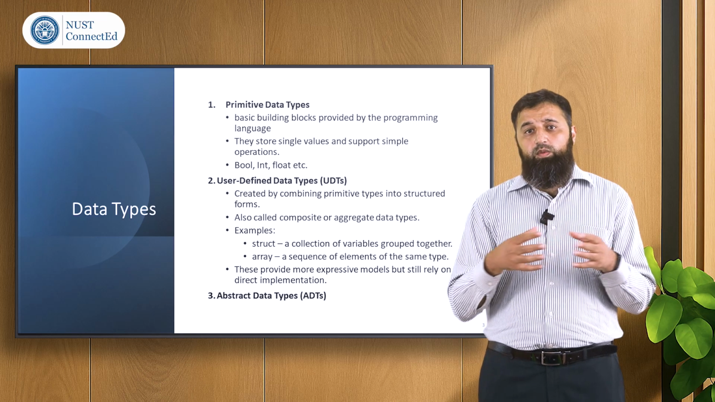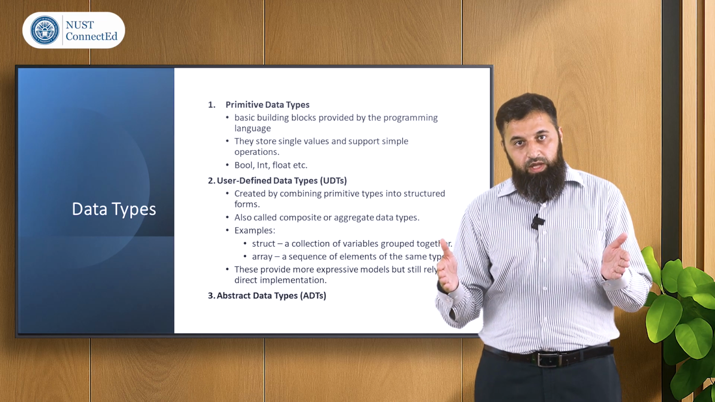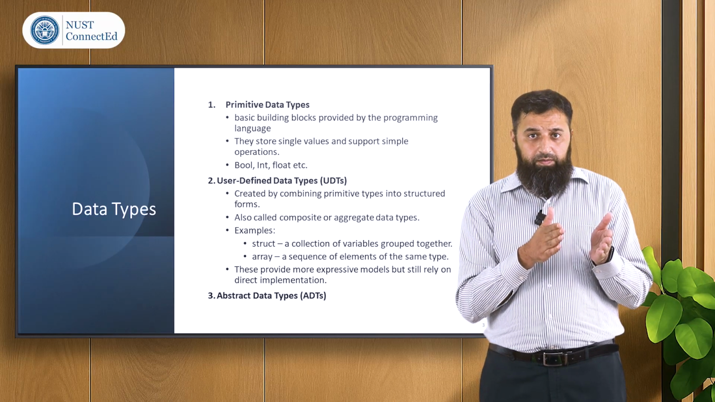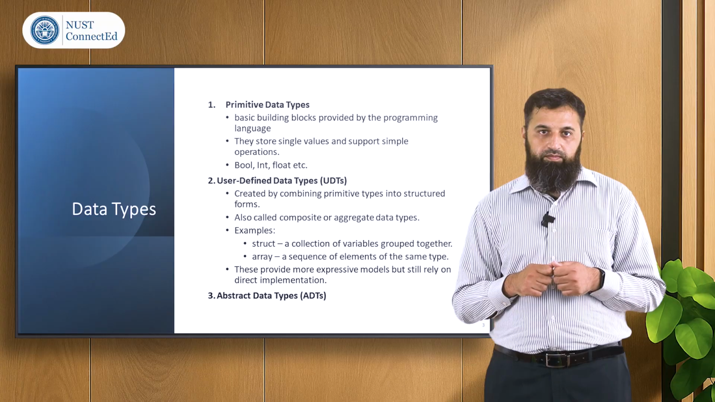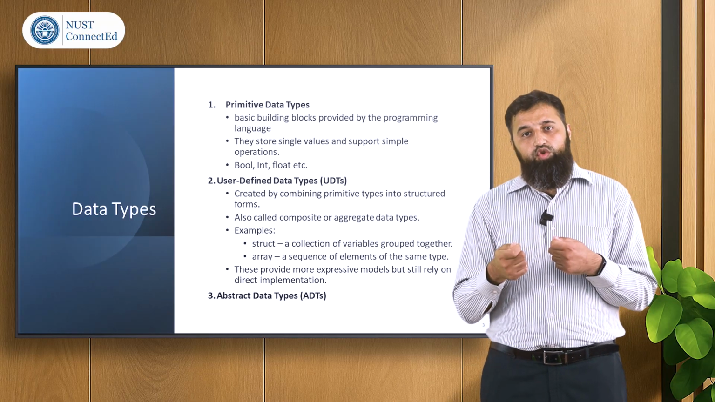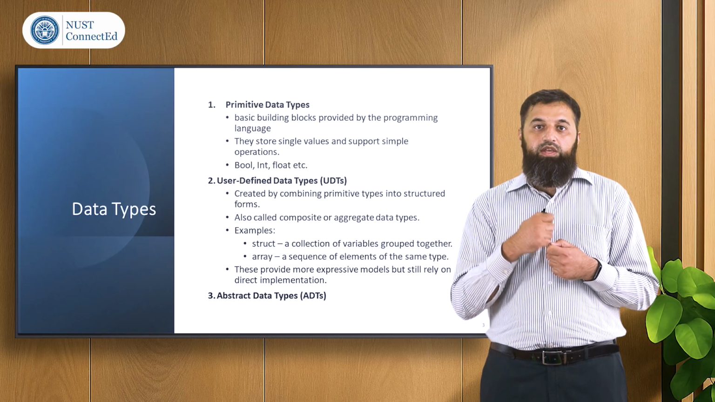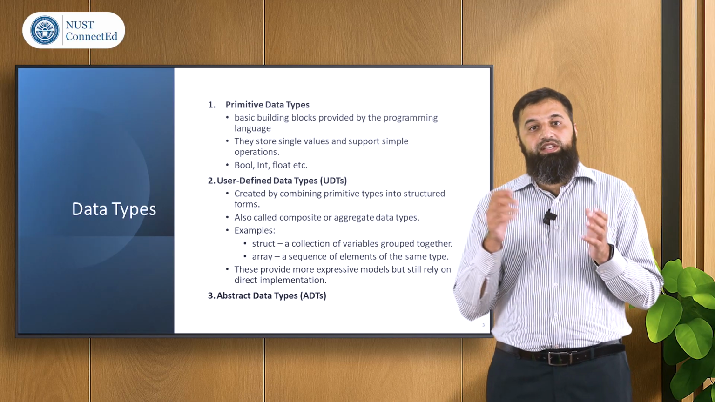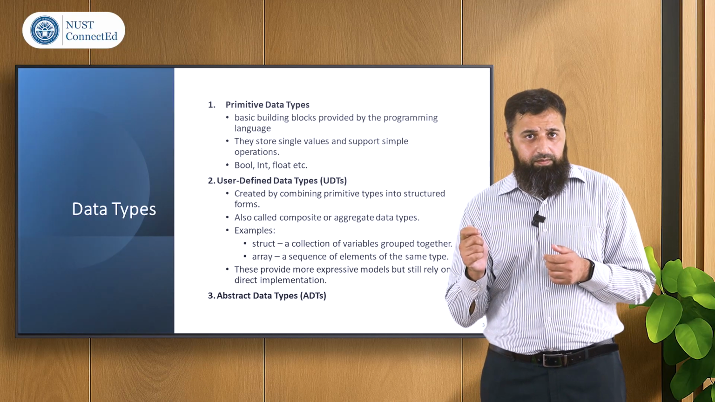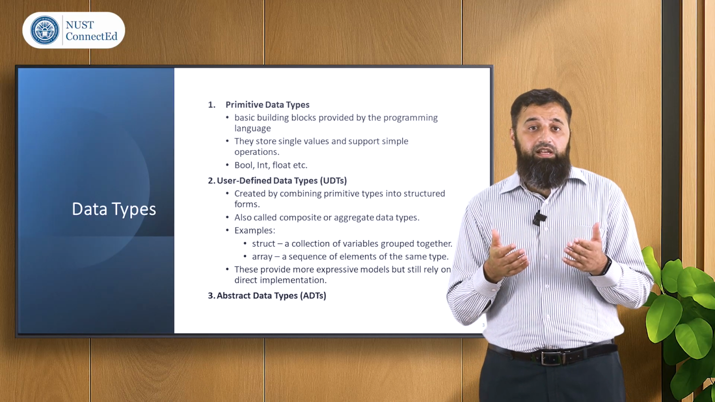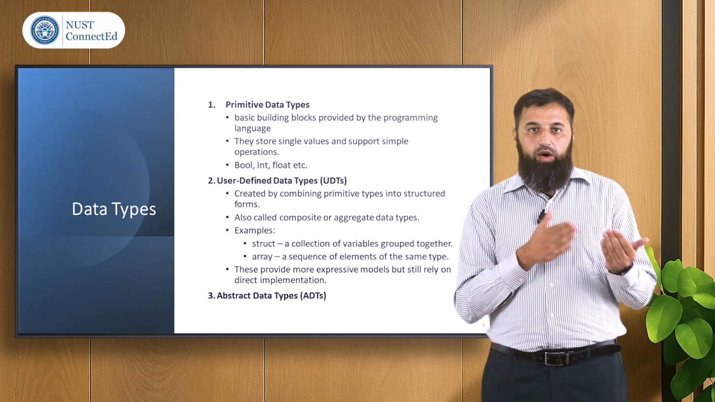An array is a sequence of values, all of the same type, like 5 integers in a row. These user-defined types help represent real-world data more naturally. However, you still control how the data is stored and accessed. You manually define and use the structure. So far, both primitive and user-defined types are concrete. They are directly visible in your code, and they come with fixed rules and layouts.